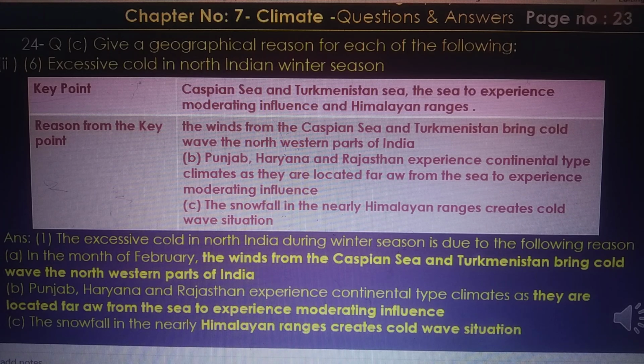Punjab, Haryana and Rajasthan experience continental type of climate as they are located far away from the sea to experience moderate influence. The snowfall in the nearby Himalaya range creates cold wave situations. Based on that, we have taken the final answers.